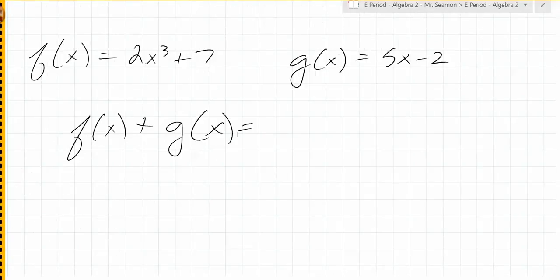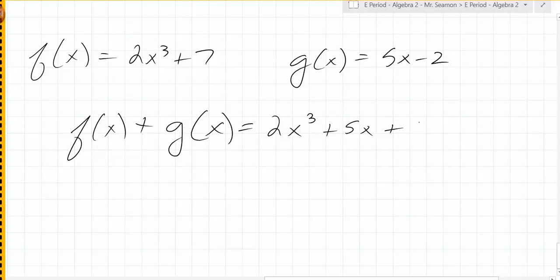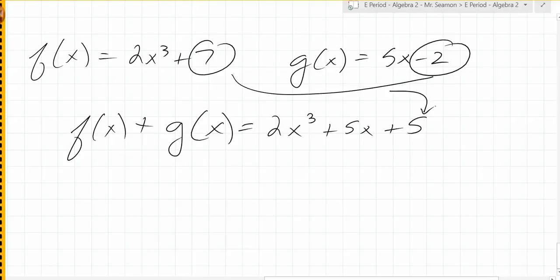What does that mean? Add them together. That's it. You're just adding the two things together. Can someone tell me what that is going to equal? Liv. 2x squared. 2x cubed. Sorry. Yep. Plus 5x plus 5. Plus 5. Why is it plus 5? Because you have to combine the 2 and the negative 2 and the 7 combined to be 5.